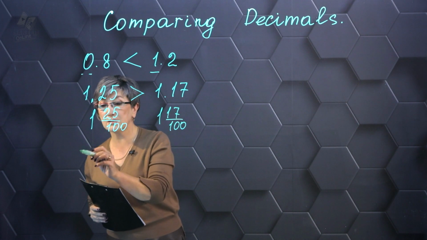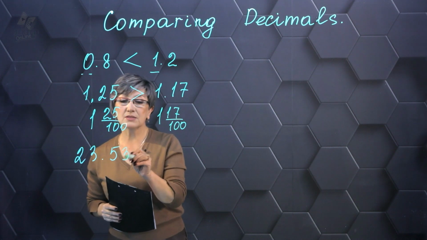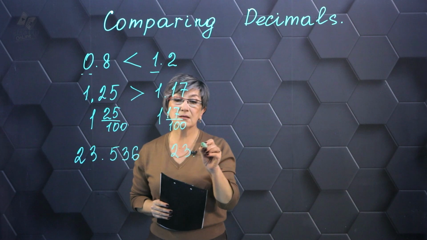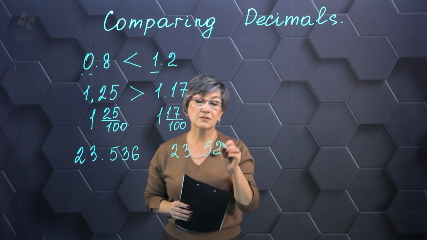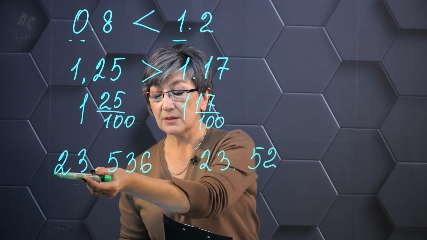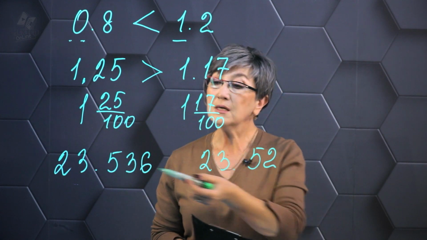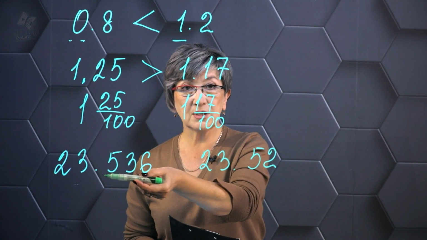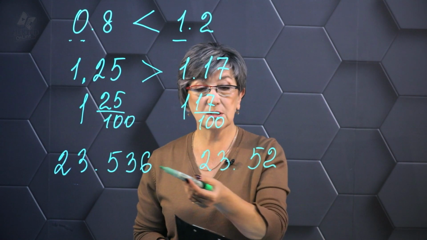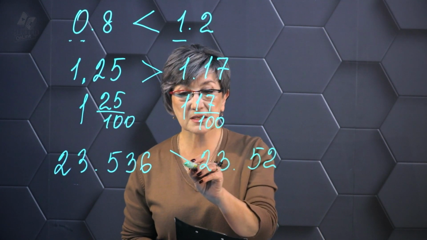Let's look at another example. Let's say we have 23 whole and 536 thousandths, and 23 whole and 52 hundredths. Let's try to compare. So let's compare whole parts. 23 whole parts and 23 whole parts. The whole parts are equal. Let's compare the fractional parts. 536 and 52. Of course, you might say that 536 is greater than 52, and this is indeed true, so we can safely put the greater sign.